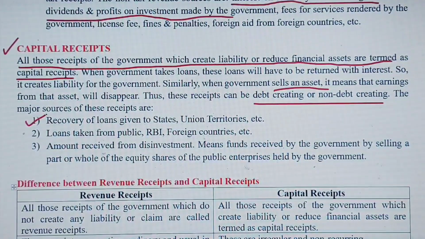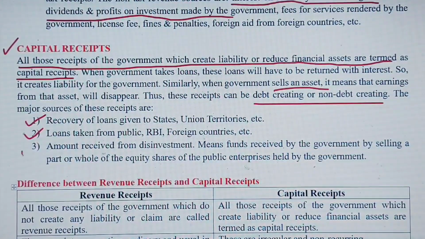As we know, there are so many states in our country, and sometimes the state takes loan from the government. So the states and union territories have to pay back the loan of the government, including the interest. So that is capital receipts. Loans taken from public or RBI or from foreign countries or from international banks, so they are also capital receipts.